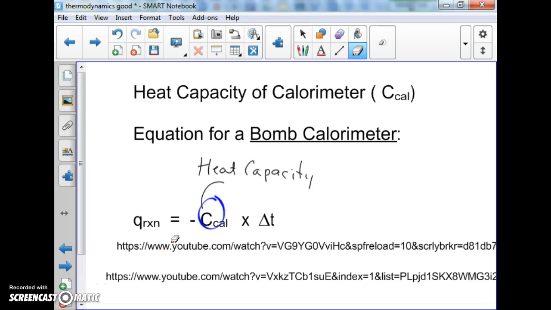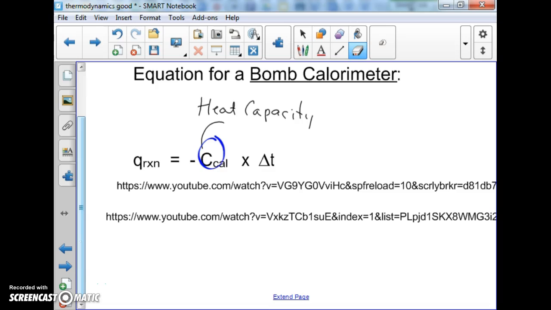Okay, so yesterday we talked about heat capacity of a calorimeter. Remember that heat capacity is different than specific heat. In our equation here, we have Q reaction equals the negative of heat capacity times change in temperature. I told you yesterday to make sure you identify that as a capital C, not a lowercase c.